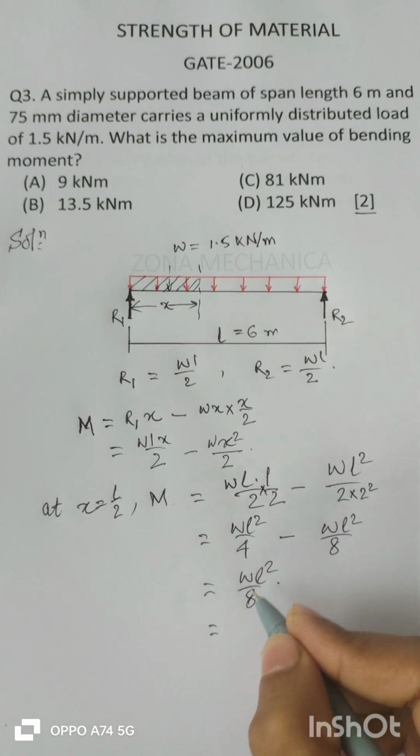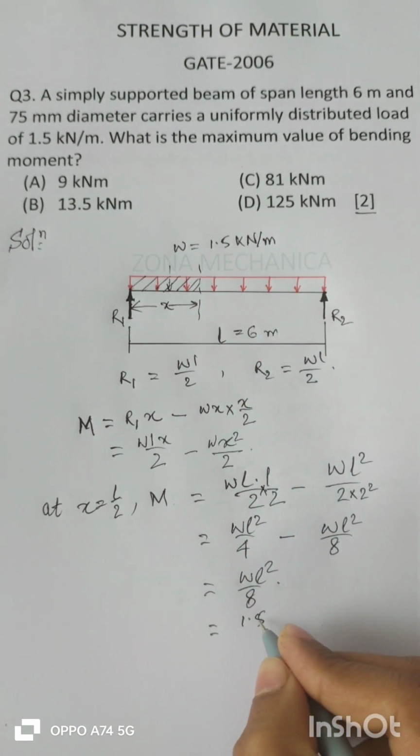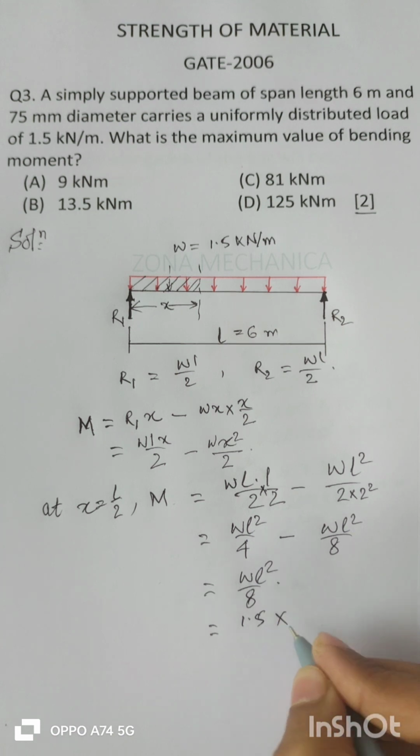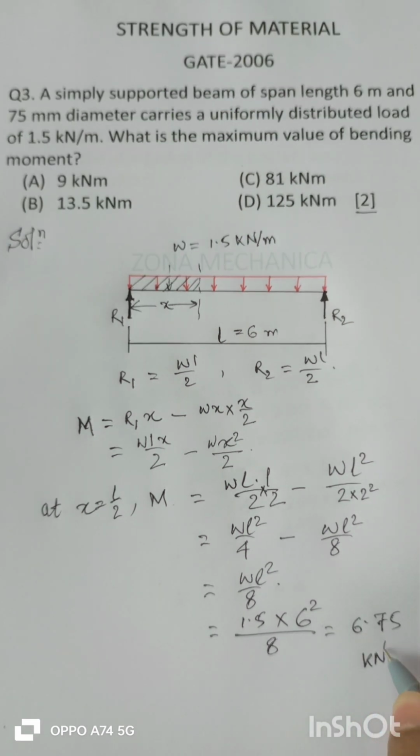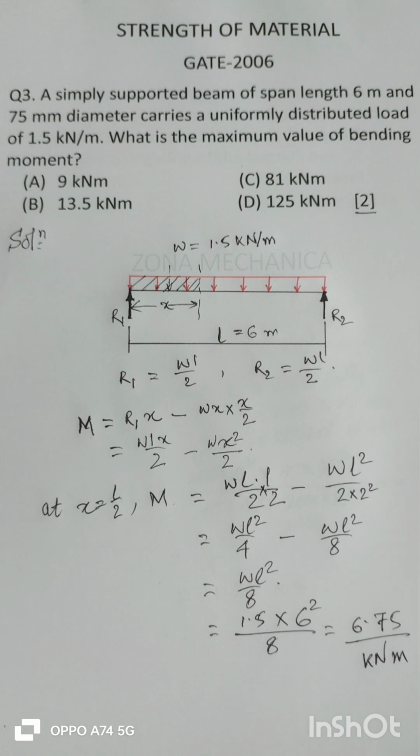So if we put the values, W is 1.5 in kilonewton and L is 6 in meter, divided by 8, it will give 6.75 in kilonewton meter. Okay, so this is the correct answer, but it's not matching with any of the options given. That is, all the options given are wrong. So in this case everybody will get full marks.